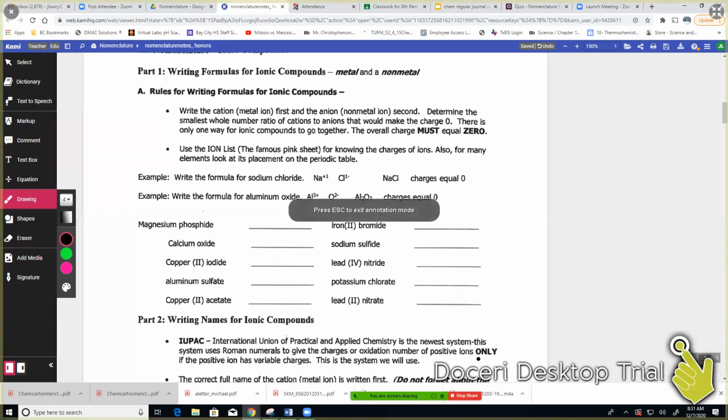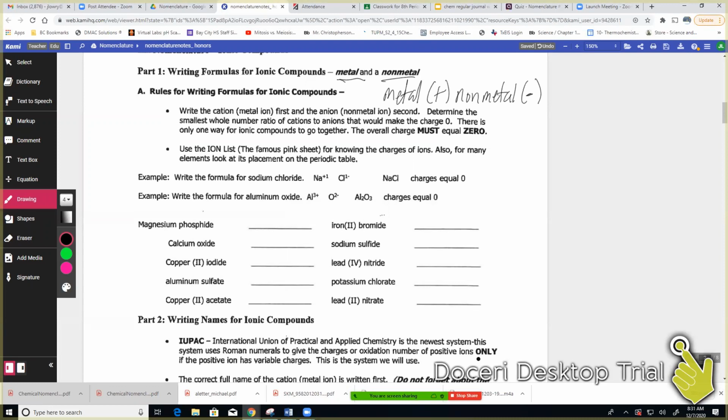All right, so we're writing our formulas for an ionic compound, which is a metal and a non-metal. We always write the cation first, the metal ion first, and the anion or the non-metal second. So you're always going to have your metal first, and it'll be a positive ion. And then you have your non-metal, which will be a negative ion.